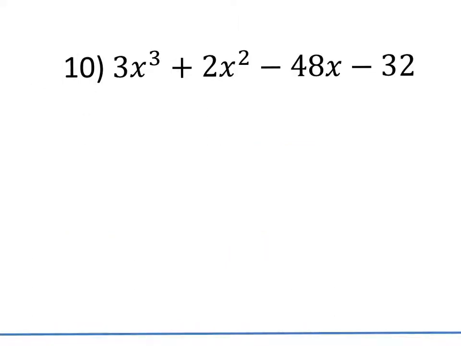All right, number 10 has 4 terms, so this is another factor by grouping problem. The first thing I'm going to look at with factor by grouping is perhaps if I should rearrange them or keep them as they are. I'm going to keep them as they are. So I'm going to group the first 2 together and group the last 2 together.